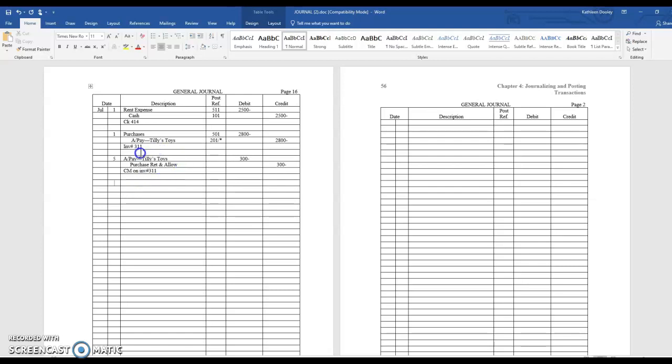We have to ask ourselves, is there anything in this transaction that needs to be posted right away? Yes, we have a vendor here that must be posted right away. So we need a debit to Tilly's Toys of $300. Posted right away.